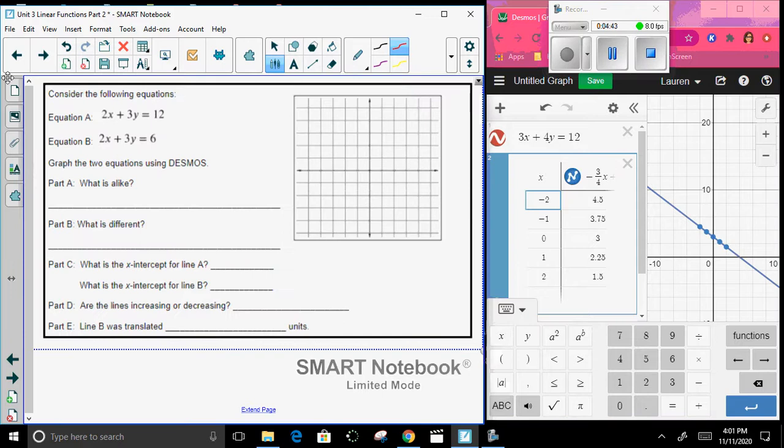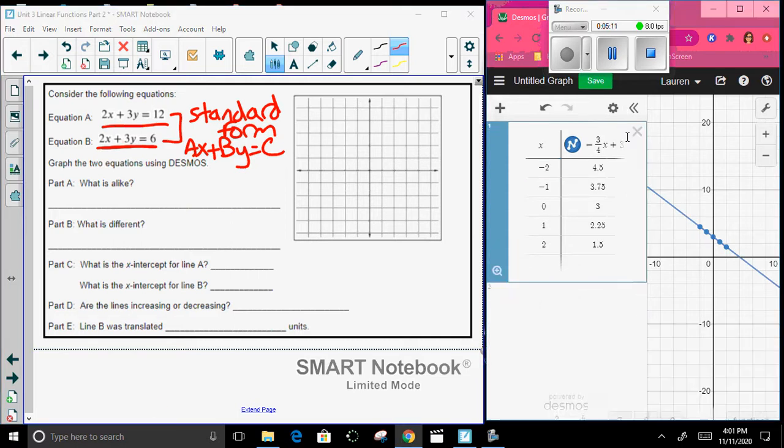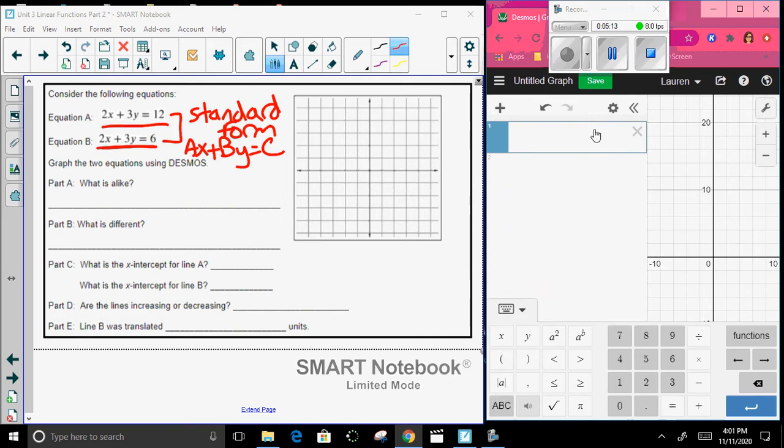All right, consider the following equation. So I have equation A and I have equation B. What form are both of those equations in? Very good. Hopefully you answered correctly. They are both in standard form. Remember, standard form is ax plus by equals c. Okay? It says graph the two equations using Desmos. So let's go over to our Desmos and let's plug in each one. I'll plug in A first.